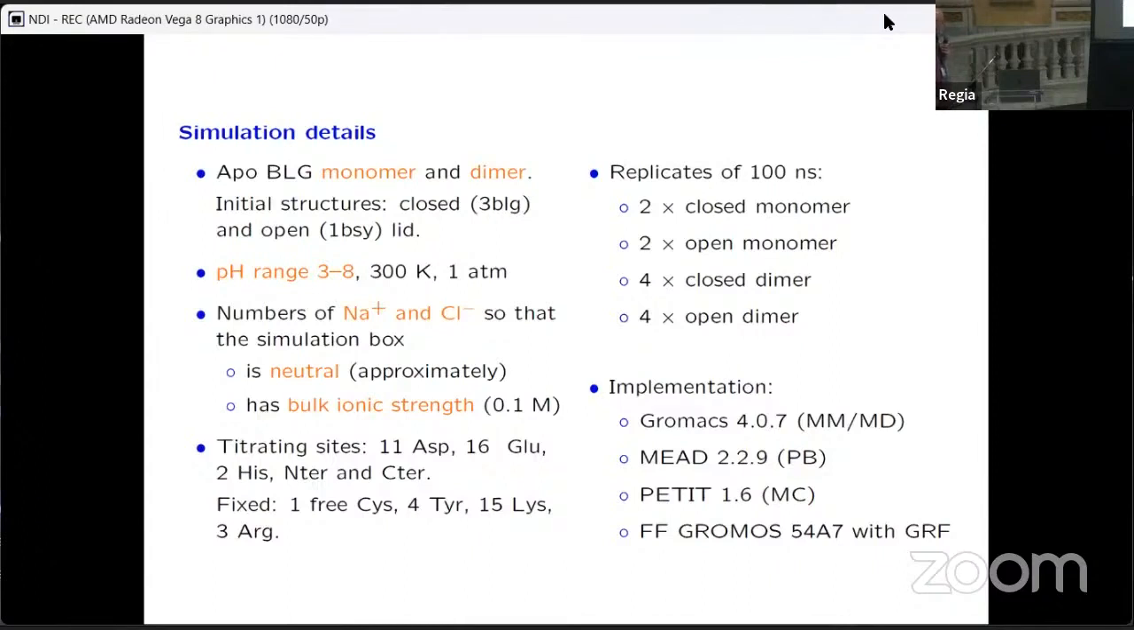And then we had several titrating sites of different types. We actually have a free cysteine, but in fact we didn't include it as titratable. And Jana may argue with me and say that, well, you should have put it as titratable. Maybe we should have. I think we were lucky because the cysteine kept perfectly still in a hydrophobic region, internalized the whole time. So I guess we were lucky in that respect.